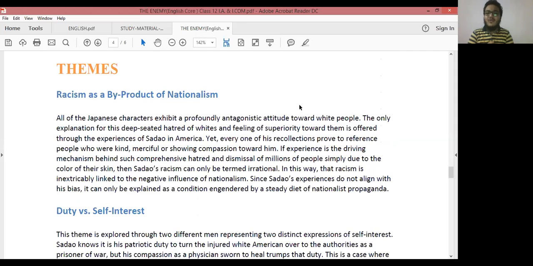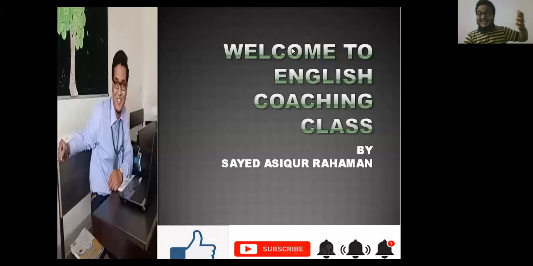We'll summarize the information. It's 25 to 30 pages, and if I elaborate again, it will be painful for you. Here in the line you can see the first one: all of the Japanese characters exhibit a profound antagonism. Students, before discussing this, I want you to tell me again what the characters are.